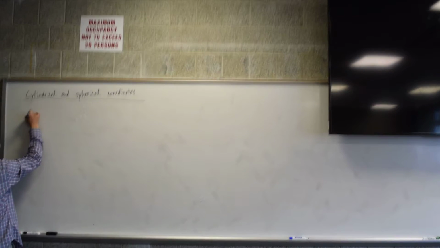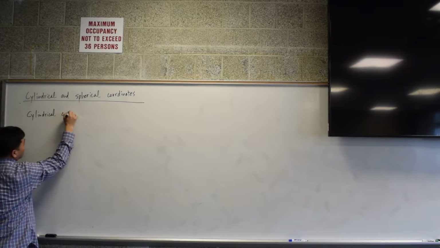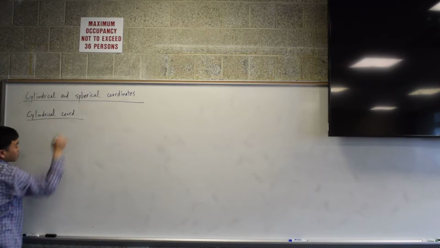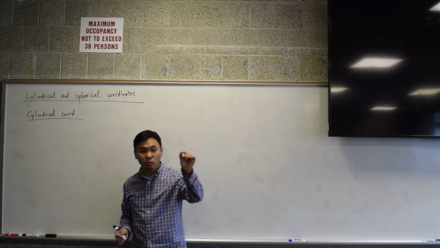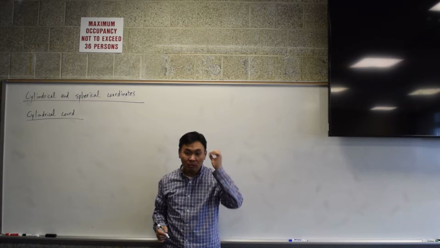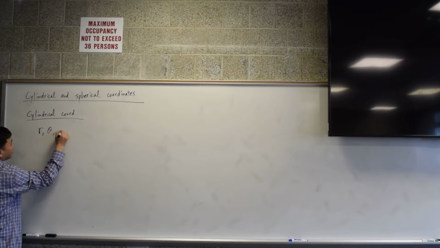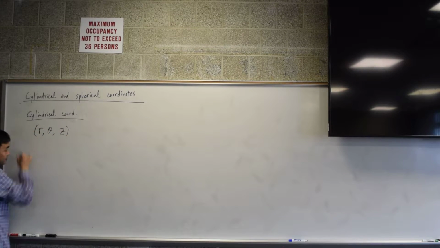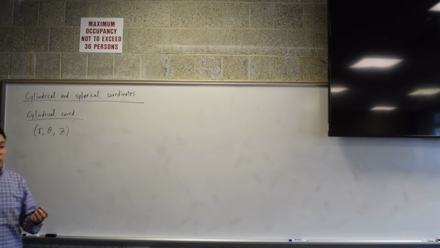First, the cylindrical coordinate system. Well, the cylindrical coordinate system is a way to represent the position of a point in space by using r, theta, and z. Here, the r and theta are the r and theta you use for polar.